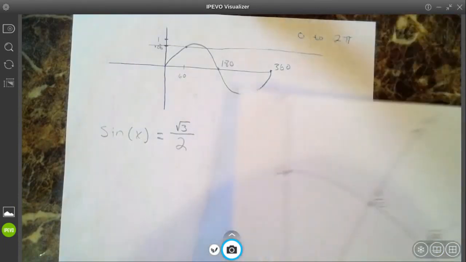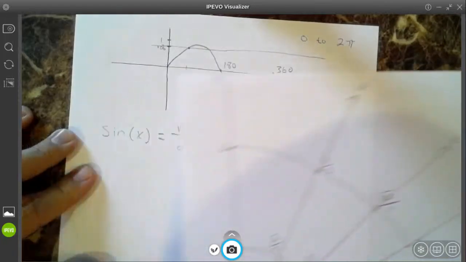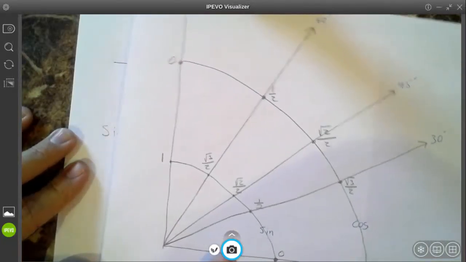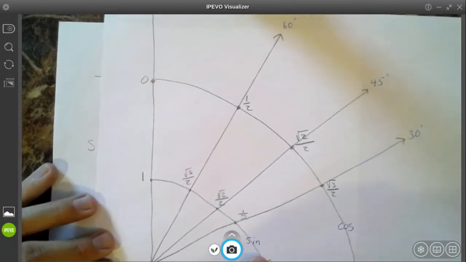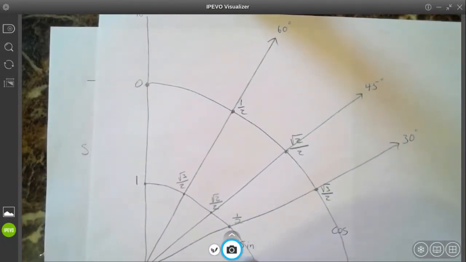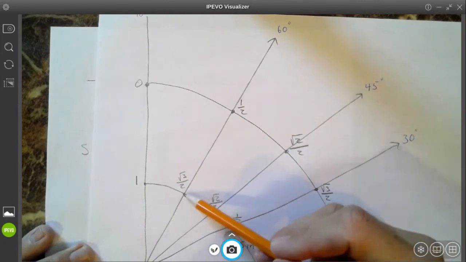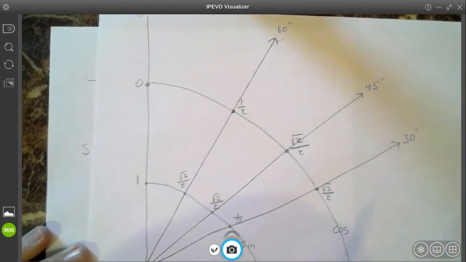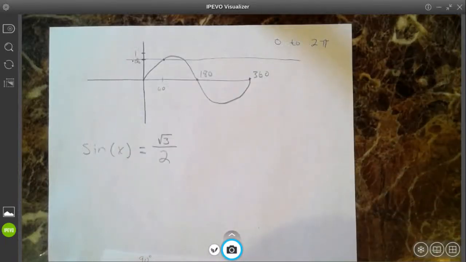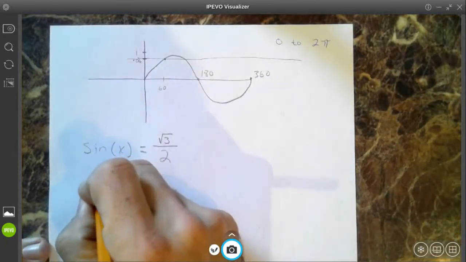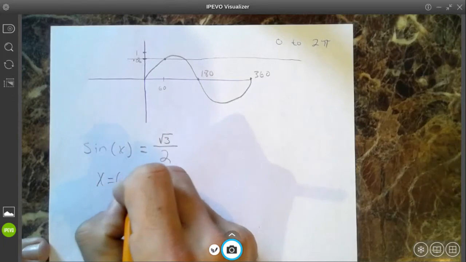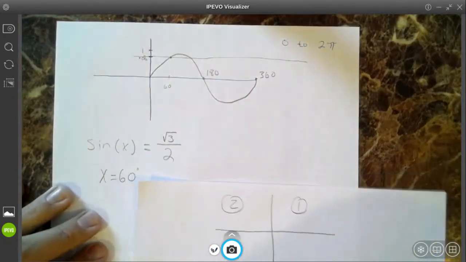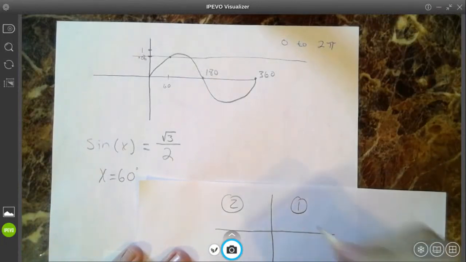So what we're going to do is consider our little spider web chart, and think about where the sine function equals the square root of 3 over 2. Well, we already know the first one. It happens at 60 degrees. So we know that it happens at 60 degrees. That is one of our answers. It's x equals 60. So that's our quadrant 1 answer.